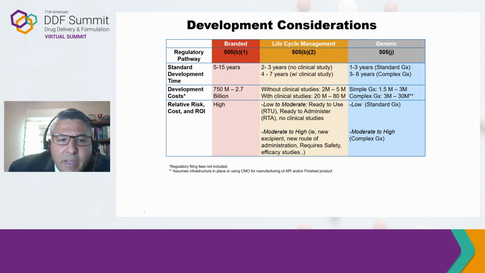And then on the moderate to high side, these are 505(b)(2)s in which there may be a new excipient or a new route of administration, and this is where it requires safety and efficacy studies.